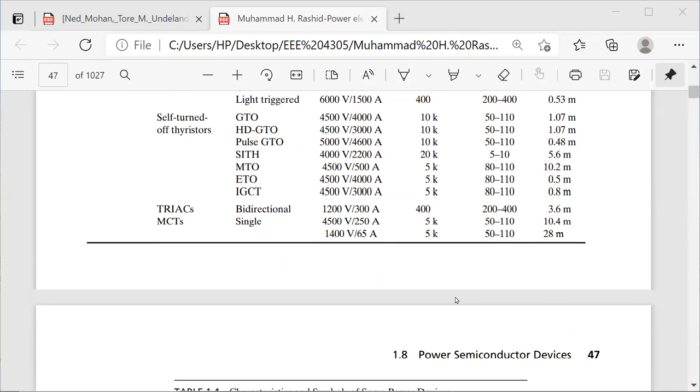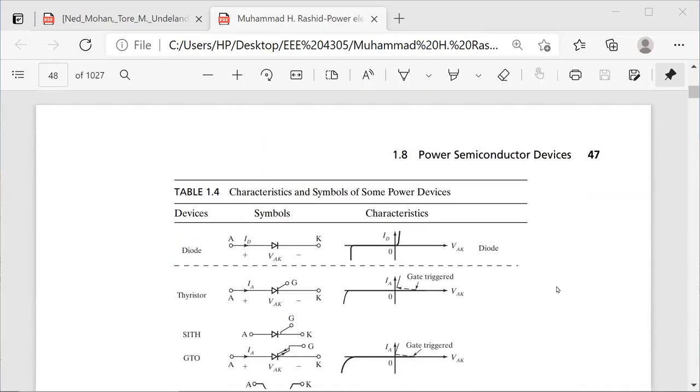So TRIAC is there. TRIACs are bidirectional. Bidirectional means the current can go in both directions. MCT, the MOS controlled thyristor, is also bidirectional. So you can have this kind of devices also. In your syllabus, it is mentioned that we can have some idea about the switches.